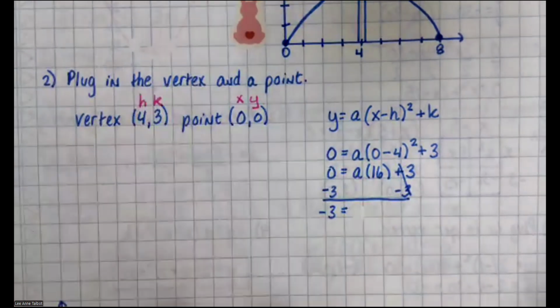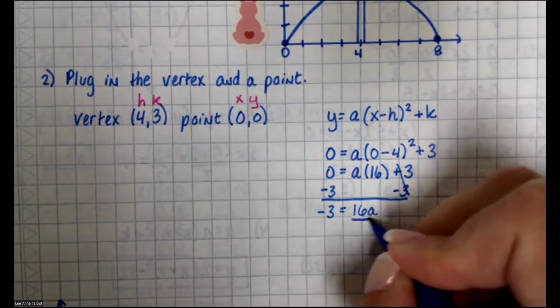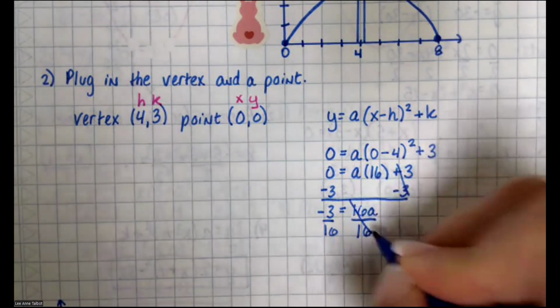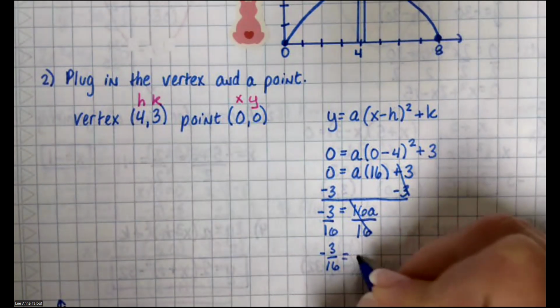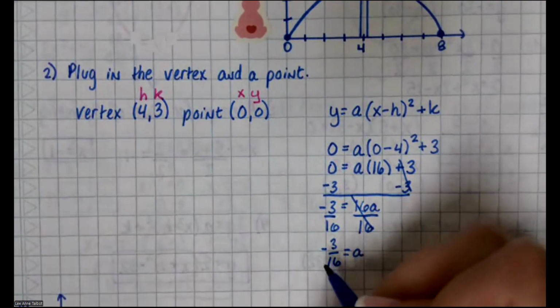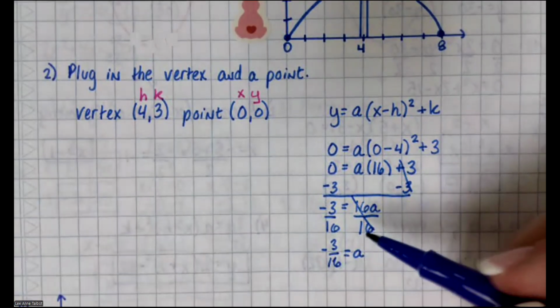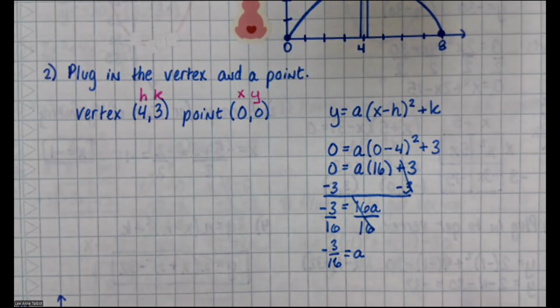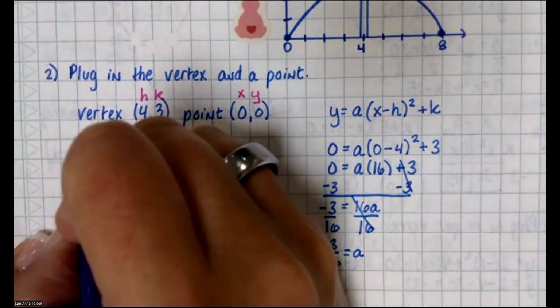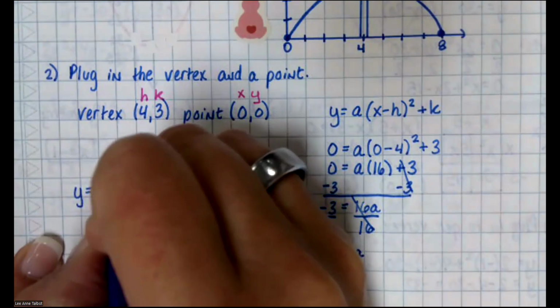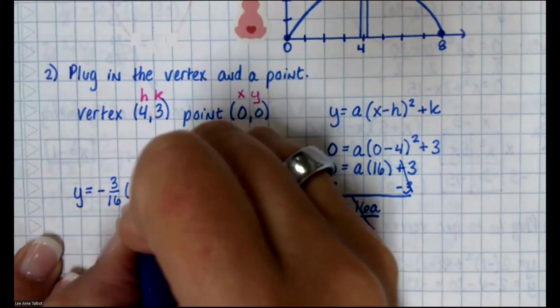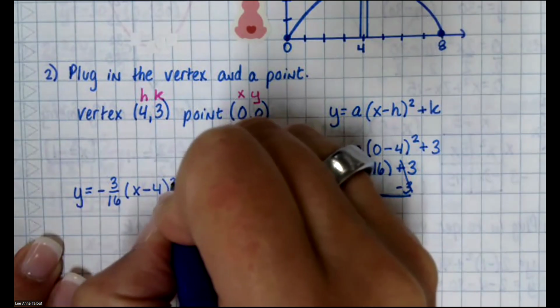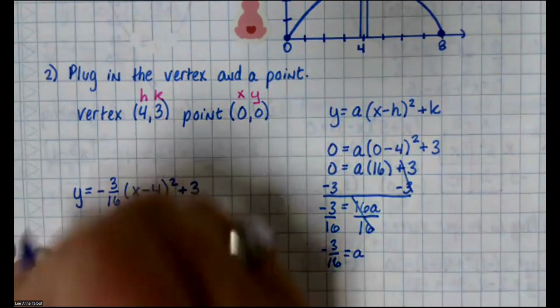Okay, I'm done. Okay, now let's just check this for reasonableness. What I mean by that is my A is negative. Does that make sense? And this is a fraction, which means that it's wider than a usual parabola. Does that make sense? Okay, so final answer is y equals negative 3/16 (x minus 4) squared plus 3.